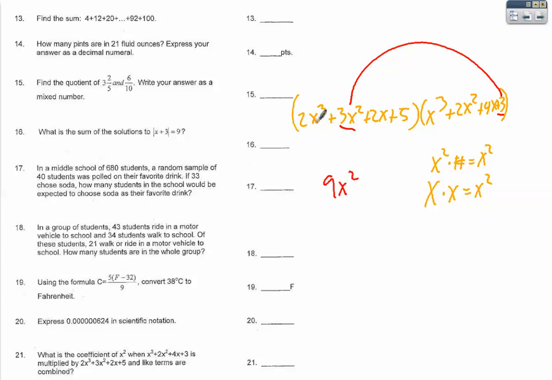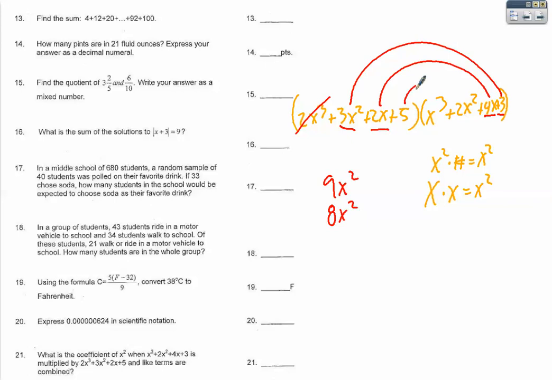This x to the third, that's not in my little diagram here. There's not much I can do with it. So I can't multiply that by anything in here to get x squared. Here I have a plain x. There I have a plain x. So I multiply them together. 2x times 4x is 8x squared.